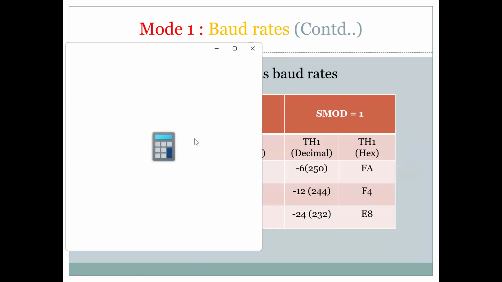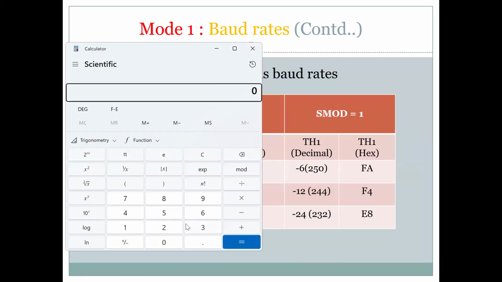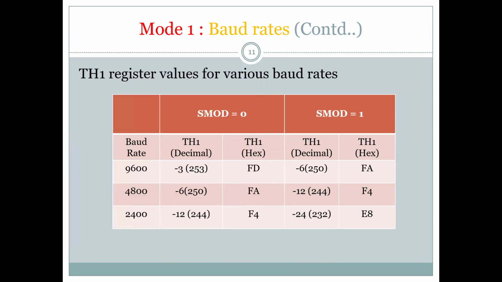96 into 2 is 19200, right? 9600 into 2 is 19200. 19200 is the baud rate if SMOD is 1.